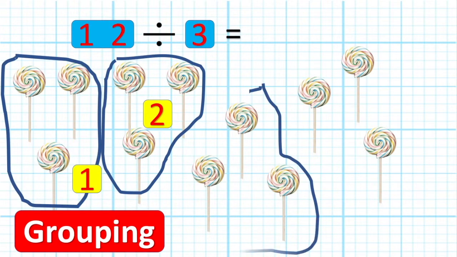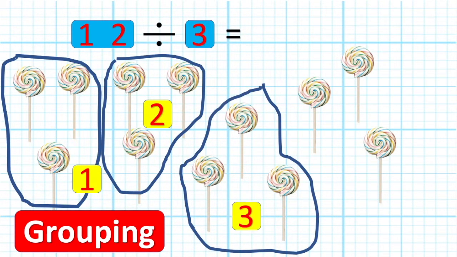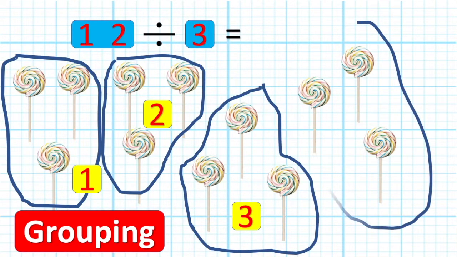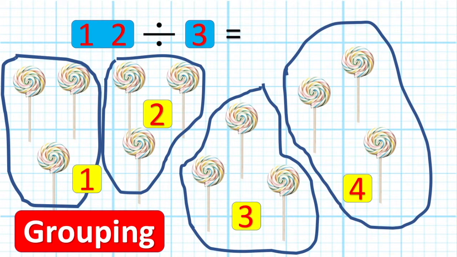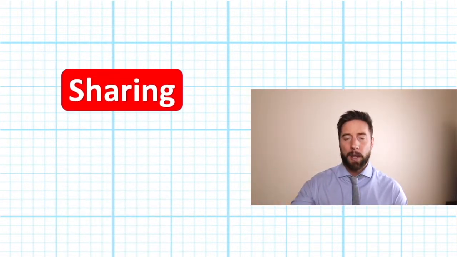There's 1 group of 3 in 3, 2 groups of 3 in 6, 3 groups of 3 in 9, and 4 groups of 3 in 12. So we can look at it in 2 different ways, sharing and grouping.